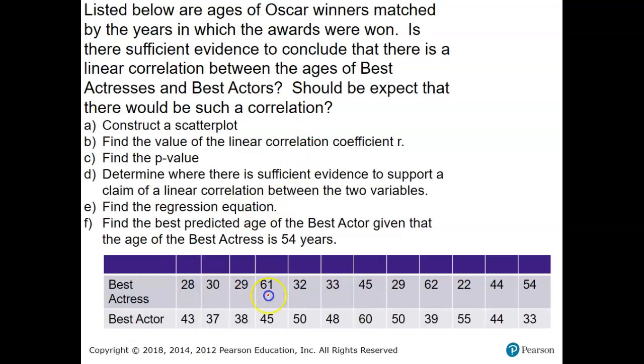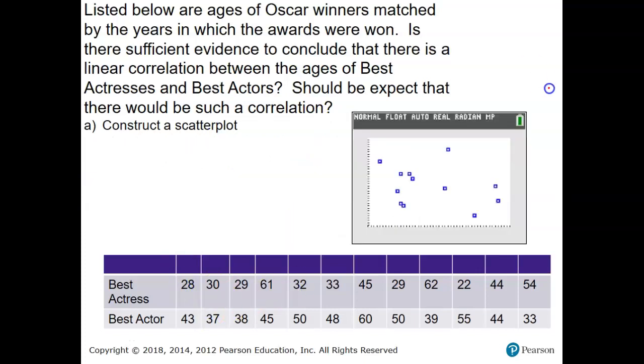So we want to enter these for L1 and L2. And when we do that, we get a graph that looks like this. So already our graph does not look very linear in nature. The points are very spread out.